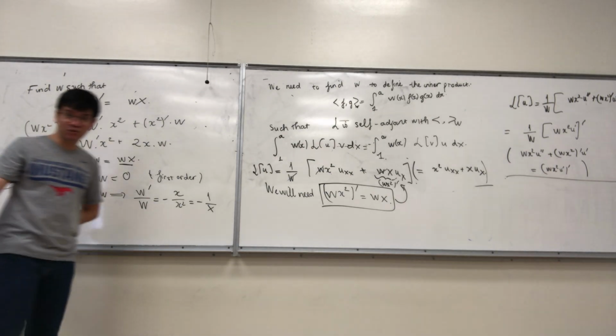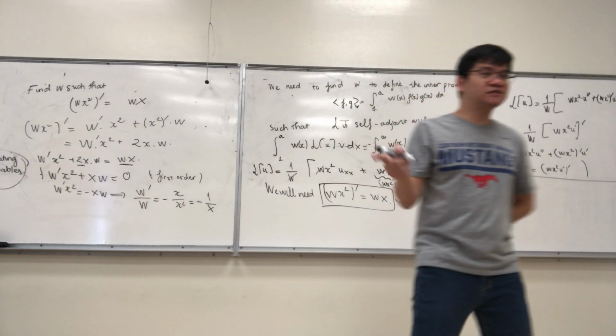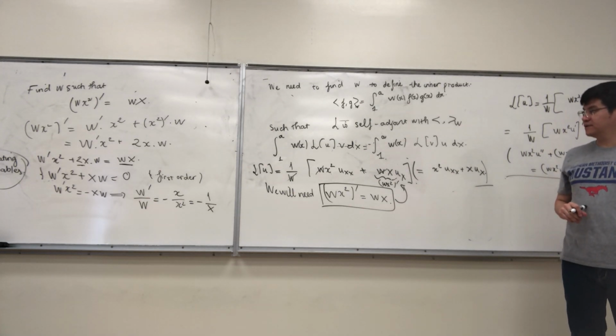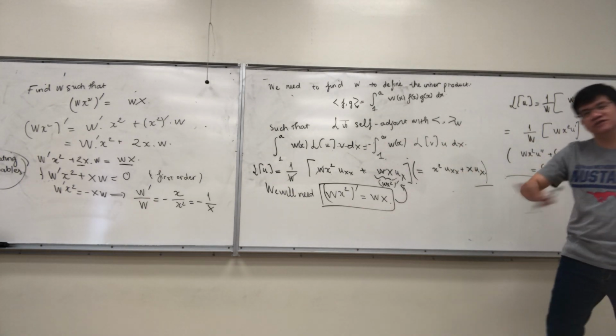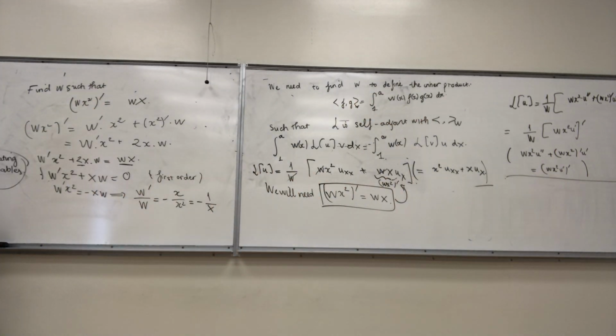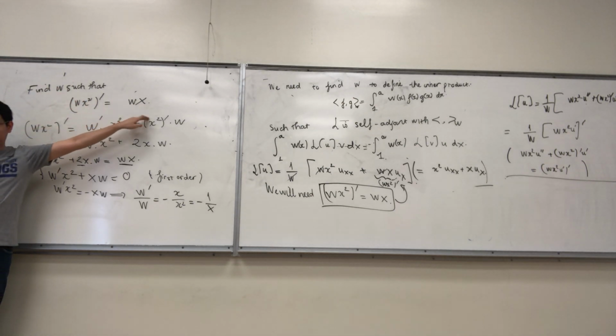Right. So this is in chapter 1 of Haberman, which is the one that I posted online. This is the very first lecture in differential equations. All right. So I explain again. You want to find w such that (wx squared)' is wx.